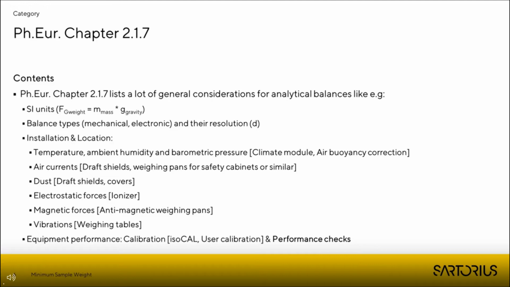To deal with these topics, Sartorius offers different technical solutions, and these are mentioned in brackets on the slide. To measure environmental conditions at the installation site, we offer climate modules and a software for air buoyancy correction. To avoid air currents and dust, special draft shields, weighing pens or covers can be used. For the elimination of electrostatic forces and magnetic forces, ionizers and anti-magnetic weighing pens are available. And to avoid vibrations, weighing tables can be used.